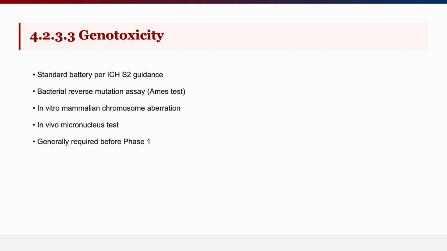The Ames test detects gene mutations using bacterial strains. In vitro mammalian assays detect chromosomal damage in cultured cells. The in vivo micronucleus test assesses chromosomal damage in living animals with intact ADME processes. The standard battery should generally be completed before phase 1 CTAs. Positive findings raise serious concerns requiring careful evaluation before proceeding.